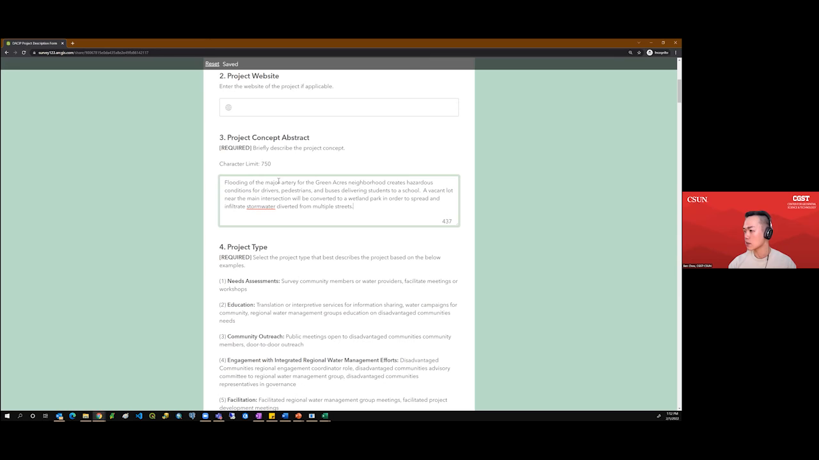So for our example project, we just have 2 sentences talking about what the issue is that the project is addressing. So flooding of a major artery in the Green Acres neighborhood, which creates hazardous conditions for drivers, pedestrians, and school buses. And then our proposed project idea, which is converting a vacant lot near the main intersection to a wetland park to capture stormwater and divert it from the neighboring streets.